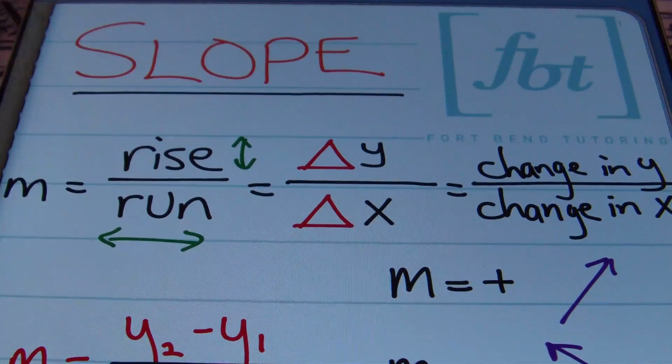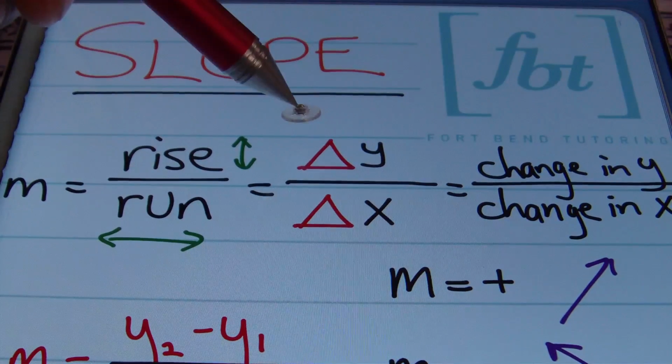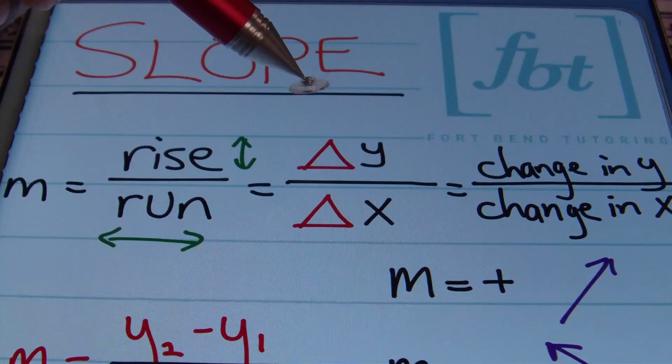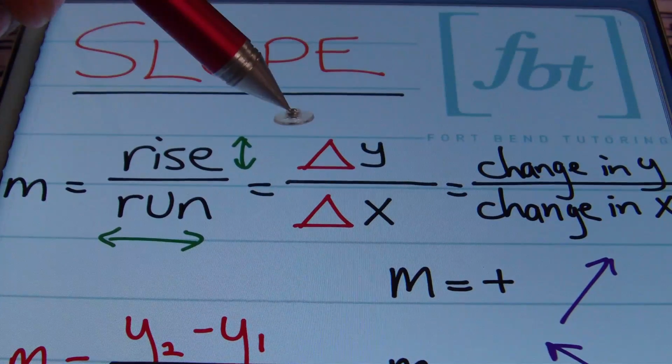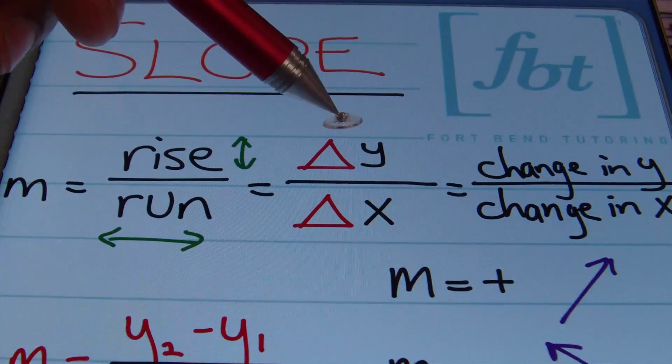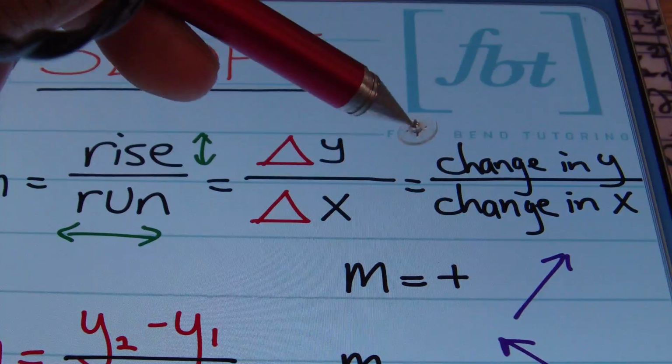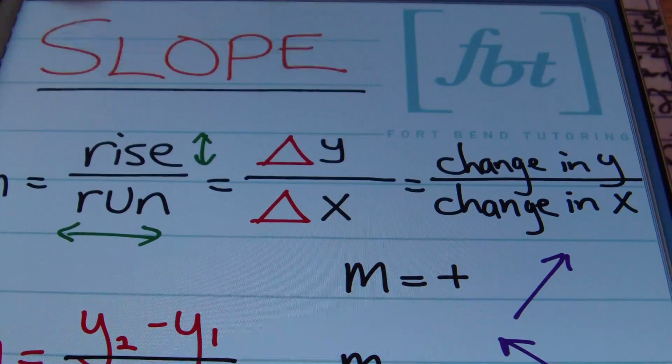Anytime you see this triangle symbol in mathematics, it's the Greek symbol delta, and it means change. So when you're dealing with a slope, you're looking for the change in your y values divided by the change in the x values. So there you have it: change in y divided by the change in x.